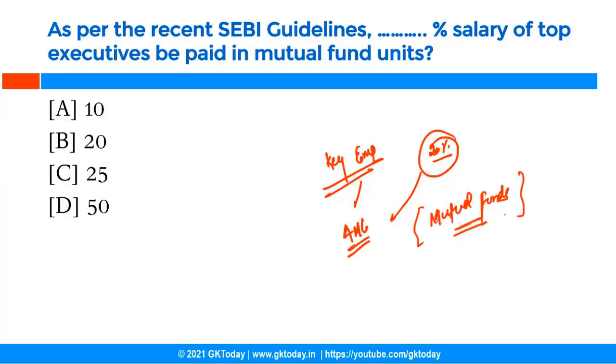See, suppose you want to invest in market. You do not know how to invest it. So mutual funds are managed by professionals. You provide your money to these people and then they invest it based on their expertise. Mutual is collective. So it is a collective fund of people and it is managed by professionals. Now, as per recent circular by Sebi, 20% of the salary of key employees of asset management companies should be paid in mutual fund units.